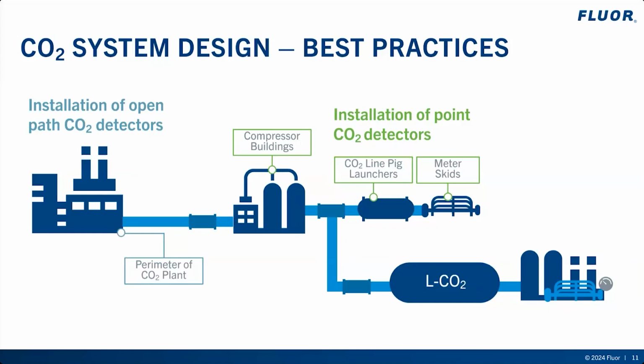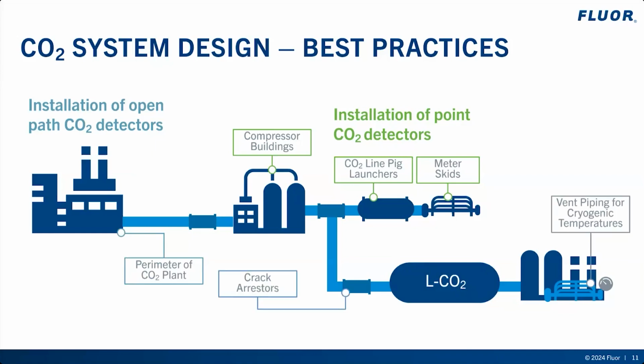And designing CO2 vent piping for cryogenic temperatures associated with depressuring of supercritical CO2. Lastly, we can use crack arresters to minimize the effect of a pipeline rupture. Crack arresters are typically heavier wall pipe placed at a standard distance along a pipeline to stop a running fracture.